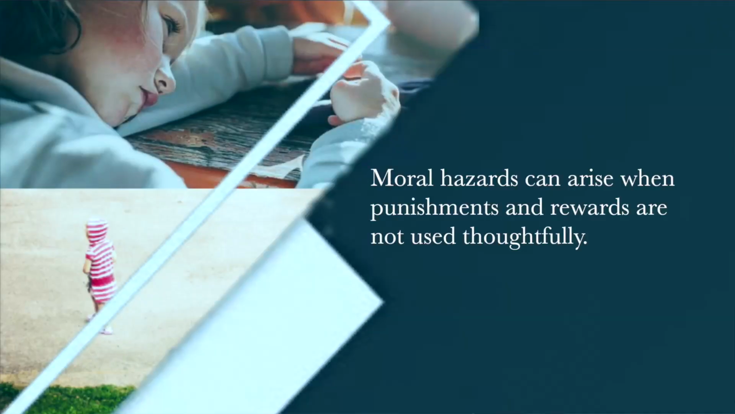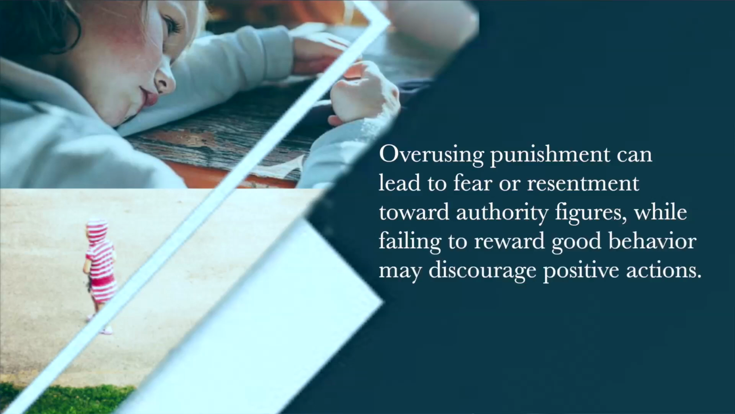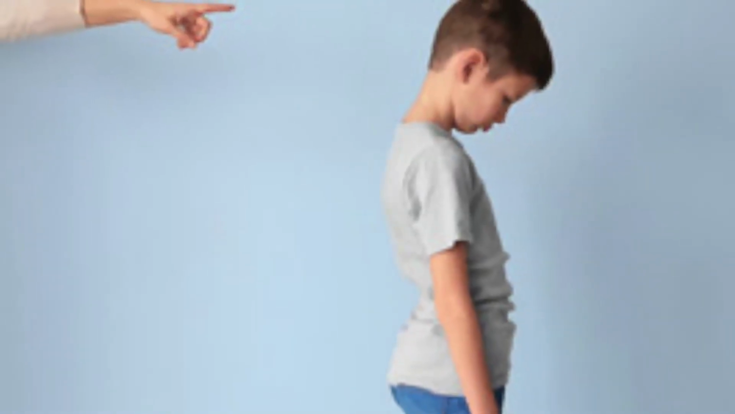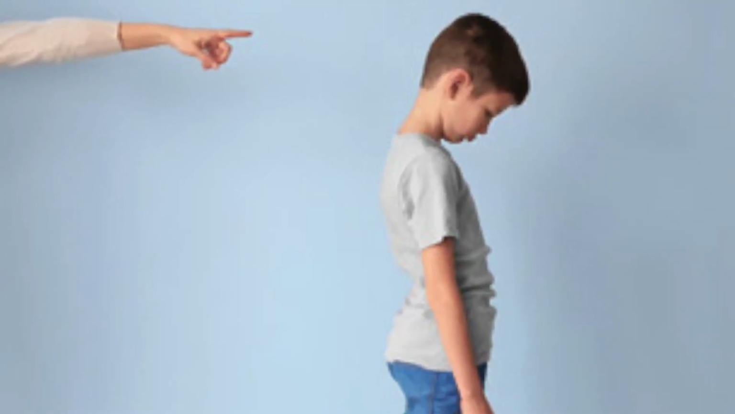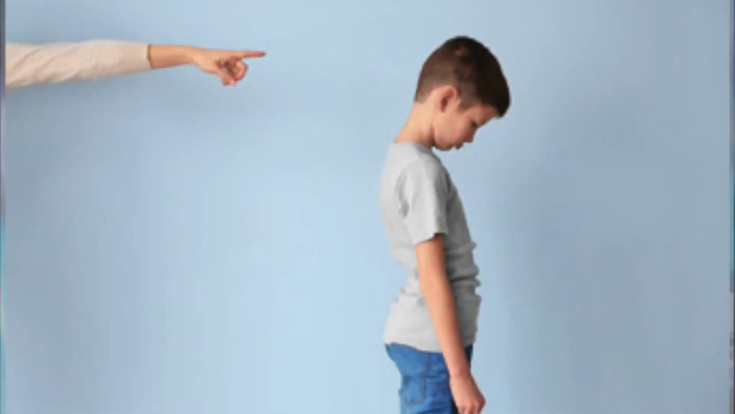Thirdly, moral hazards can arise when punishments and rewards are not used thoughtfully. Overusing punishments can lead to fear or resentment towards authority figures, while failing to reward good behavior may discourage positive actions. For punishments to be effective, they should be used only when necessary and focus on teaching and not punishing. They should be applied immediately so children can clearly link the behavior to the consequence, and the punishment should be rare enough to avoid desensitization, ensuring they still hold meaning and proper accountability. Similarly, rewards should be balanced to encourage and reinforce positive behavior.